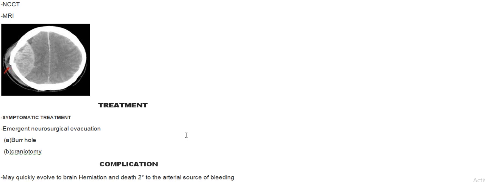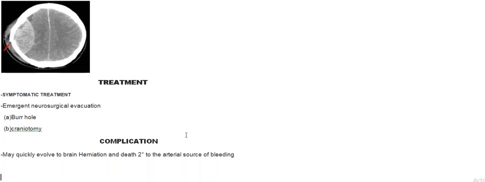After that, the complication will be that the patient may die because of brain herniation or arterial bleed of the meningeal artery. That will be the secondary causes.